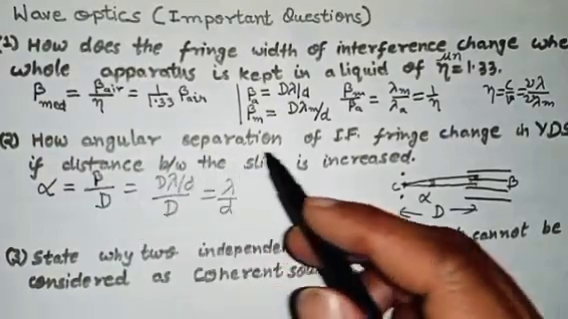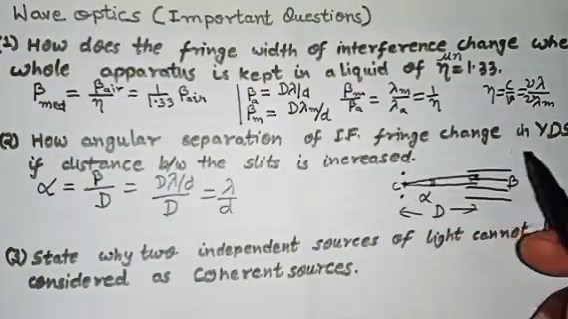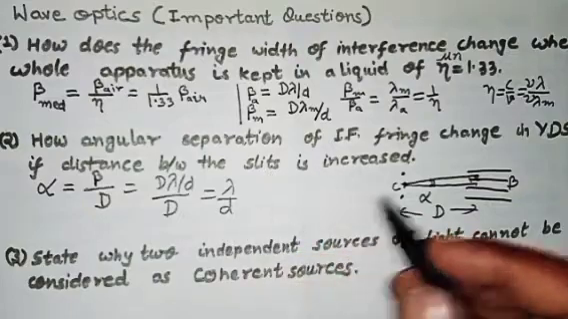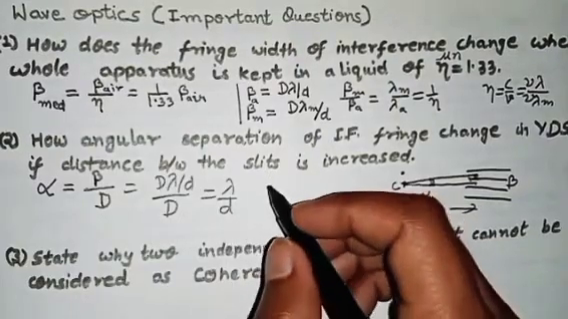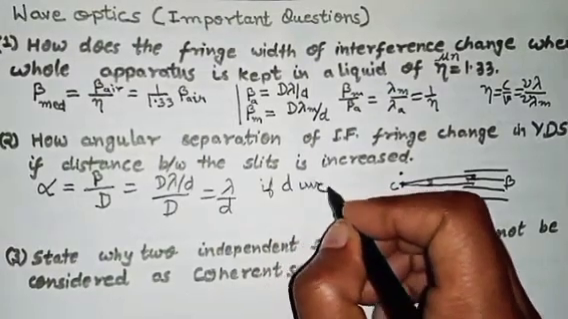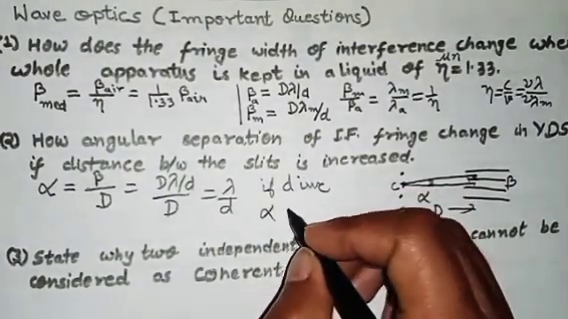Now the question is how the angular separation between interference fringes changes if the distance between slits is increased. Distance between slits means small d. So if d is increased, then alpha will decrease.